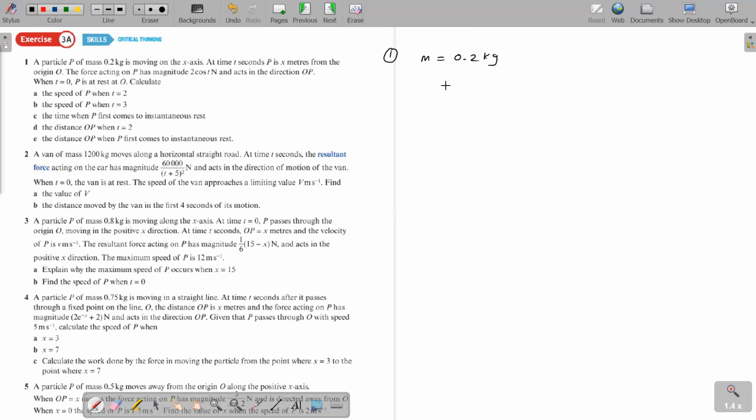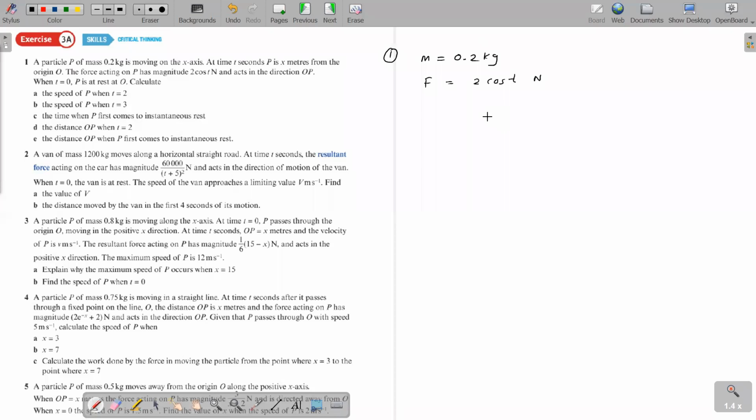The force acting on P has magnitude 2 cos t Newton. So the moment you look at this, you can see it's definitely not a constant force, it's a variable force. And over here, your force is a function of time, cos t. So cos t means your force is a function of time. And acts in the direction OP. OP means it's acting away from the origin, isn't it? So if your force is acting away from the origin, we can use it as a positive figure.